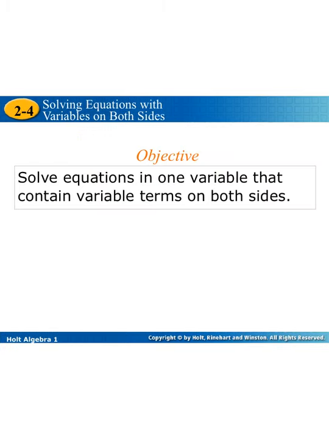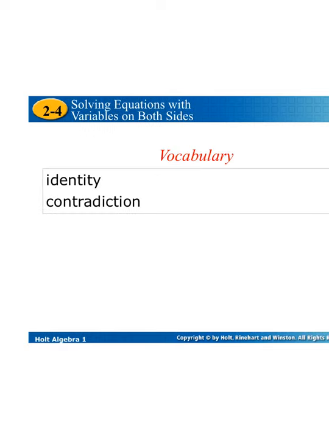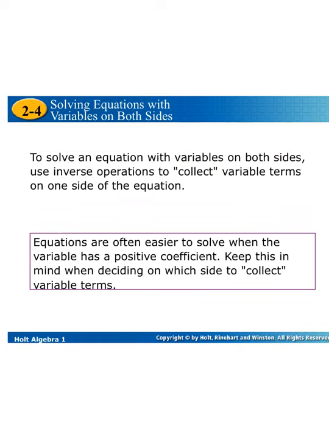Our objective today is to solve equations that have the variables on both sides of the equal sign. We're going to talk about these terms identity, contradiction next time, not our main goal today. To solve an equation with variables on both sides, we're going to use inverse operations to collect the variable terms on one side of the equation. And that's the important part, the variable needs to be on one side, the number needs to be on the other side.